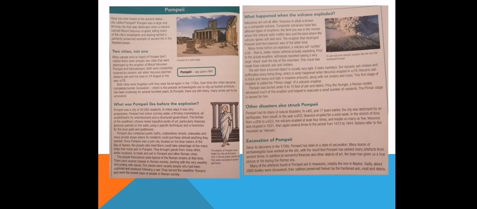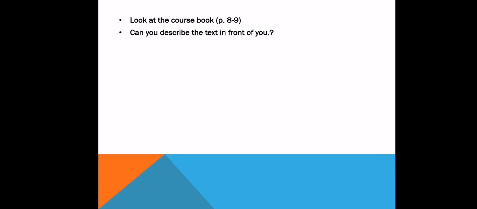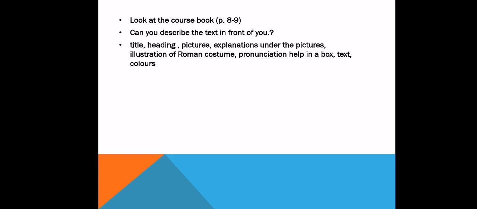So we have about 5 subheadings: 2 cities, not 1, what Pompeii was like before the explosion, what happened when the volcano exploded, other disasters that struck Pompeii, and the excavation of Pompeii. So this kind of gives you an example of what this text is about. So you're going to open up your course book and have a look. Can you describe the text in front of you?